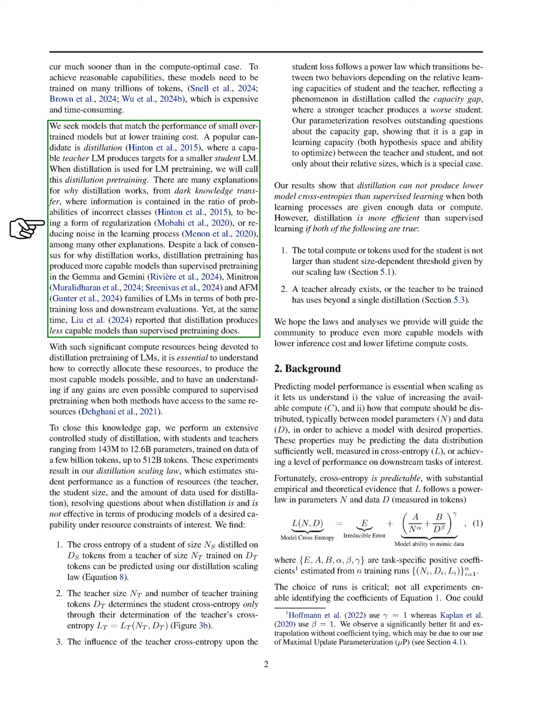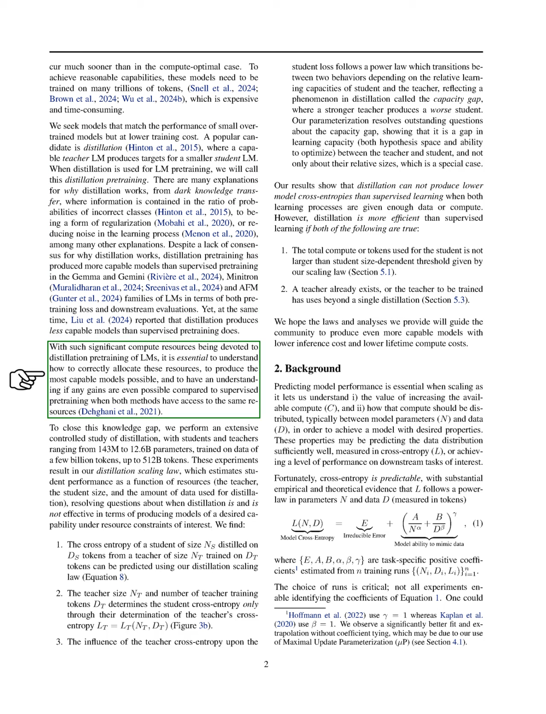There are various theories explaining why distillation is effective, ranging from the transfer of dark knowledge to regularization effects. Despite the lack of consensus on its mechanisms, distillation pre-training has yielded more capable models than traditional supervised pre-training in several model families. However, some studies have indicated that distillation may produce less capable models compared to supervised methods. Given the substantial resources allocated to distillation pre-training, it is crucial for us to understand how to optimize these resources to create the most capable models possible and to determine if any advantages exist over supervised pre-training when both methods utilize the same resources.